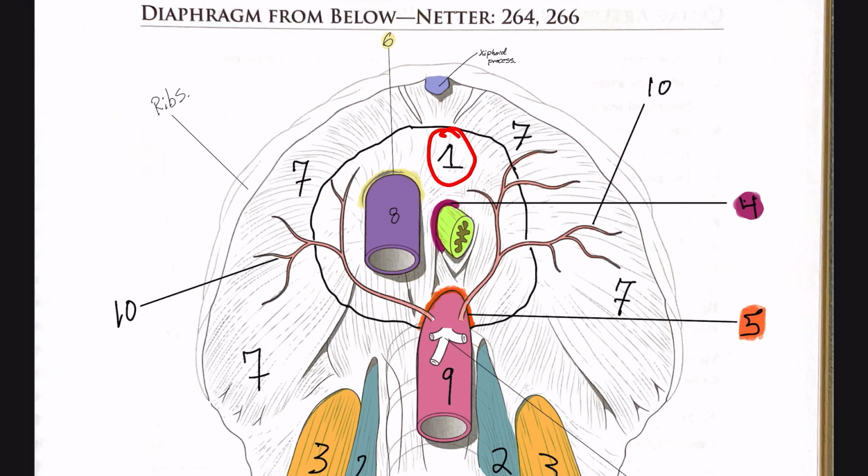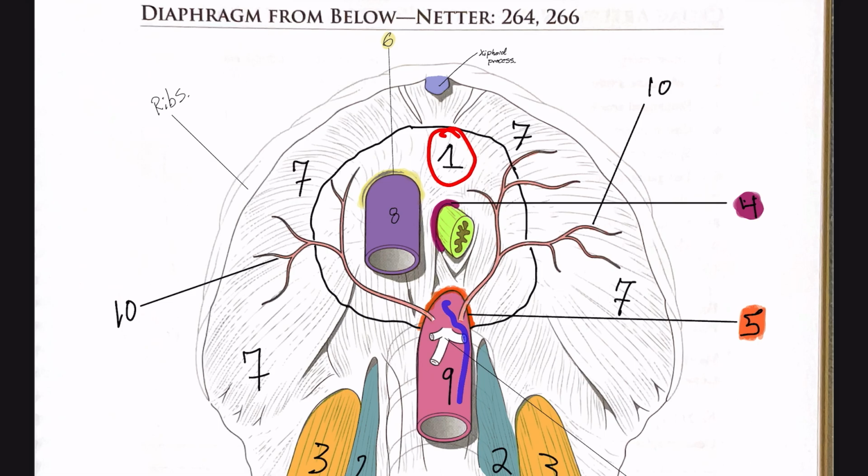Number four, that is going to be our esophageal hiatus. Hiatus meaning just an opening or hole. And so we have this hiatus right here being the esophageal hiatus. Number five, that's going to be our aortic hiatus. And look at that. There's our celiac trunk, which we've talked about a couple times now.